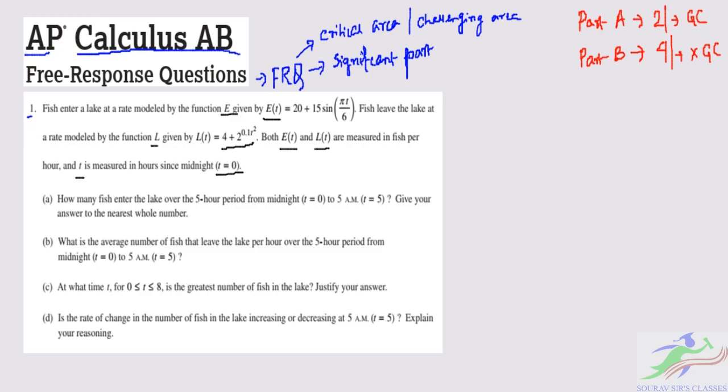Our first part of the question is: how many fish enter the lake over the 5-hour period from midnight, t = 0, to 5 am, that is t = 5? Give your answer to the nearest whole number. Let's start with solving part A. We simply put the integral from 0 to 5 of E(t) dt, that is the fish entering the lake. You can directly use a graphing calculator.